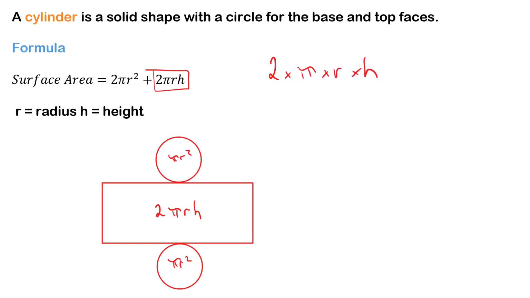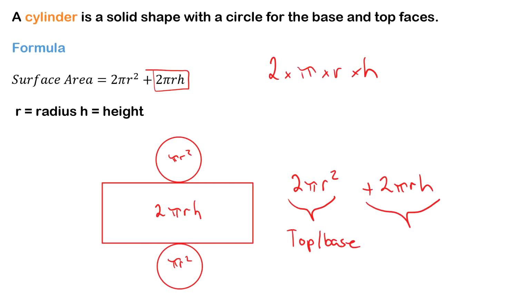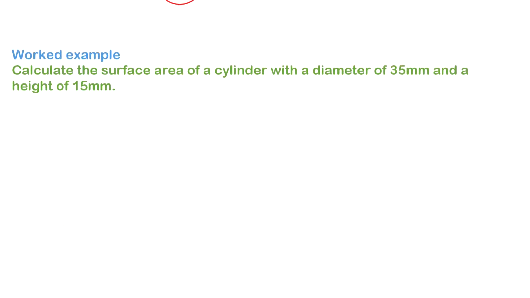Alright, so all together what we get here is our 2 pi r squared, plus our 2 pi r h, where this section is our top and bottom, or top and base, and this section here is our rectangle. Alright, it's important to note that it is fine to find all the areas of the shapes, but we've just got a formula to use. So here we have a worked example.